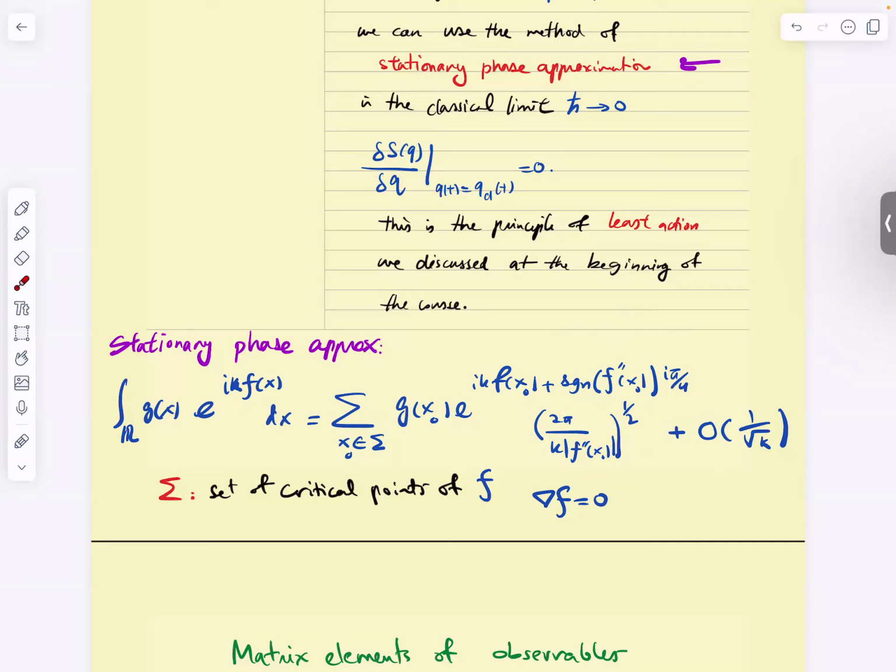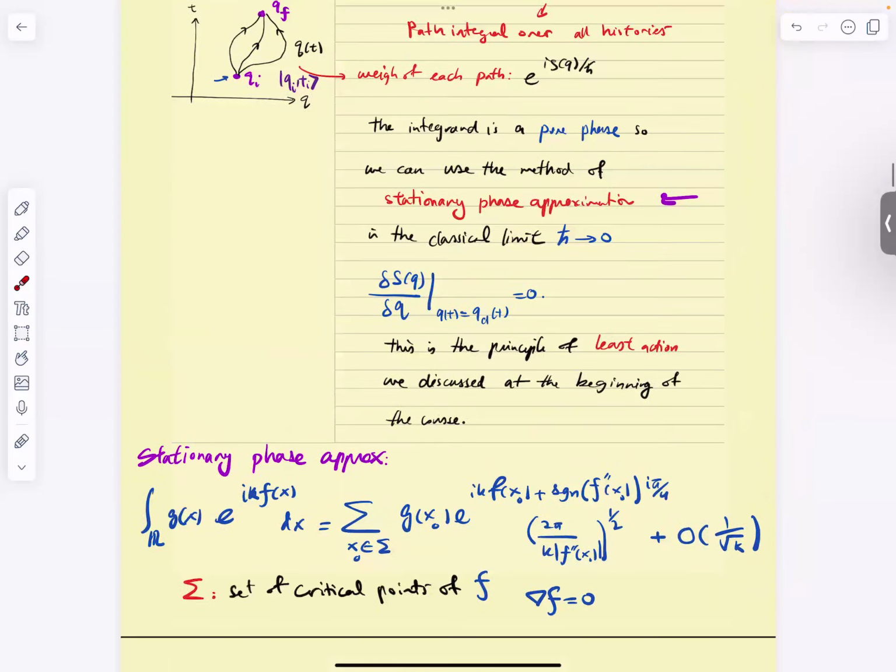So look this up. I think it will be very important for your general physics education to understand the stationary phase approximation, and I think it's called the saddle point approximation. I don't know what to call it. It's the saddle point approximation in physics. Some people call it the mean field approximation.